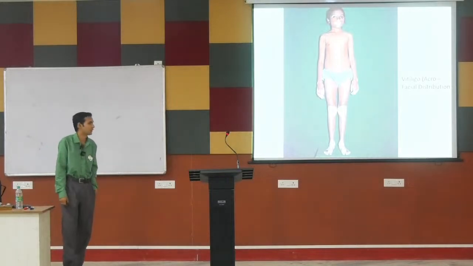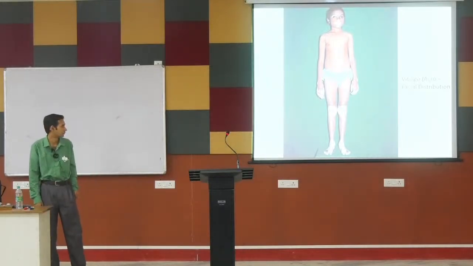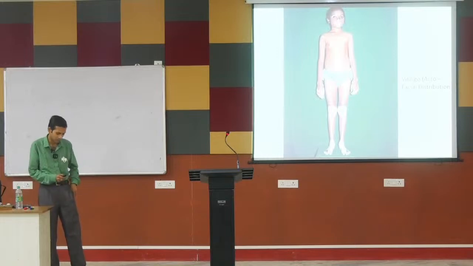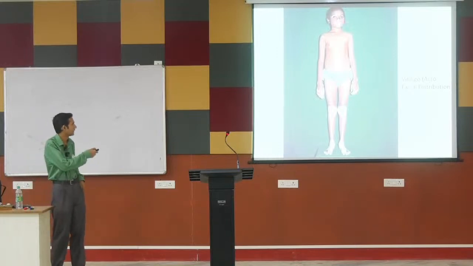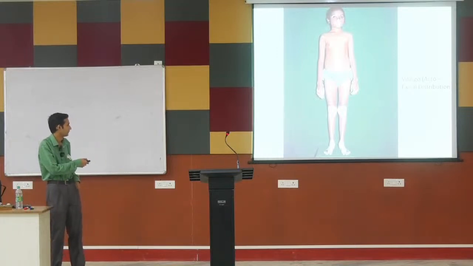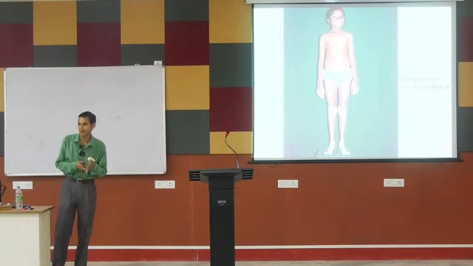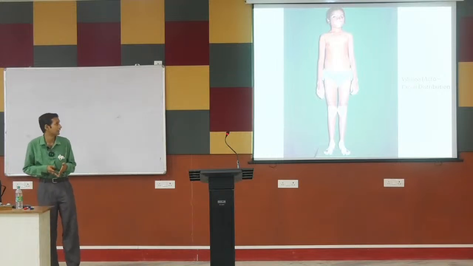This is vitiligo affecting the acrofacial areas. A small girl, particularly 8 to 9 years old, is presented with vitiligo affecting the tip of the fingers and the tip of the toes, and also affecting the lips and the perioral areas. Tip of the fingers, tip of the toes and feet are affected. This is mainly distributed in the acral and the facial part. That is why it is known as acrofacial vitiligo, or somebody calls it the lip tip variety of vitiligo.